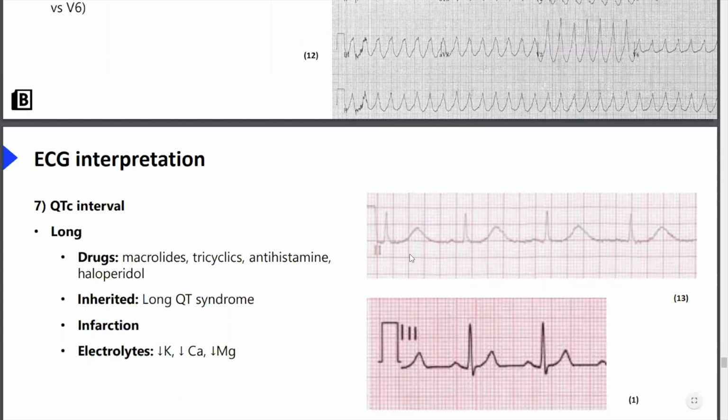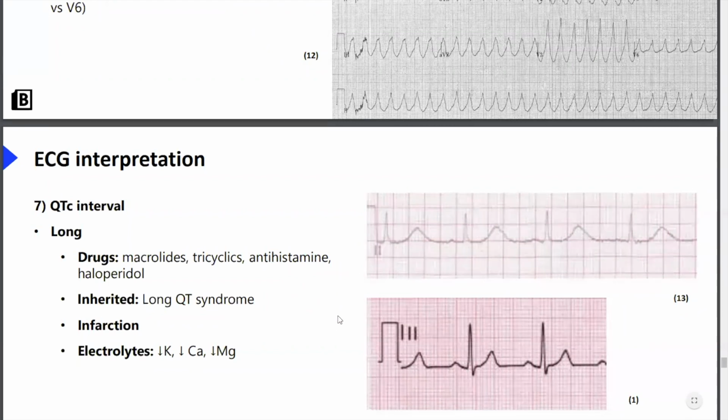So if you look at this here, this is normal. The QT is approximately how many? 1.5 boxes. Okay, the QT interval here is approximately 1.5 boxes. That's normal. The QT interval here, as you can see, is actually massive. It's 1, 2, almost pretty much 3 boxes. The QT interval there spans 3 boxes. The QT interval here spans 1.5 boxes.